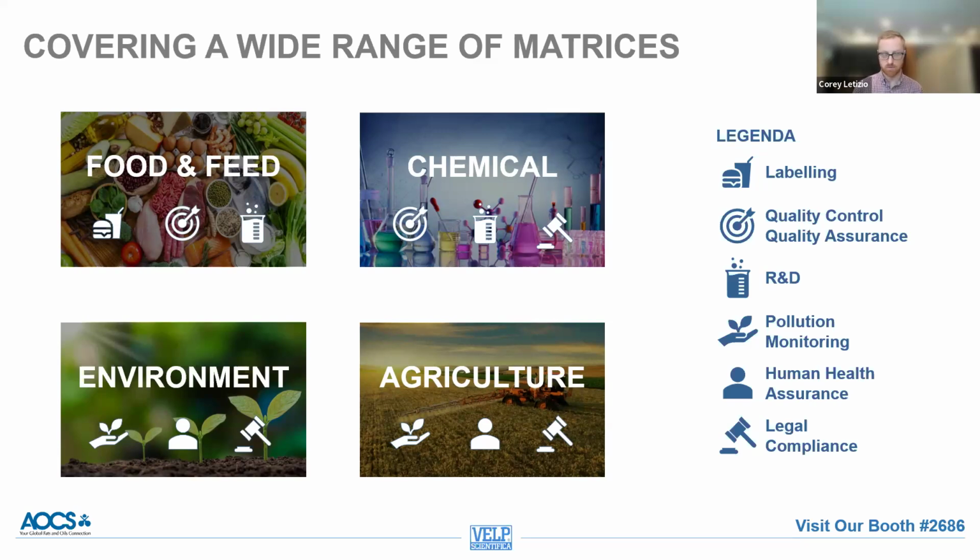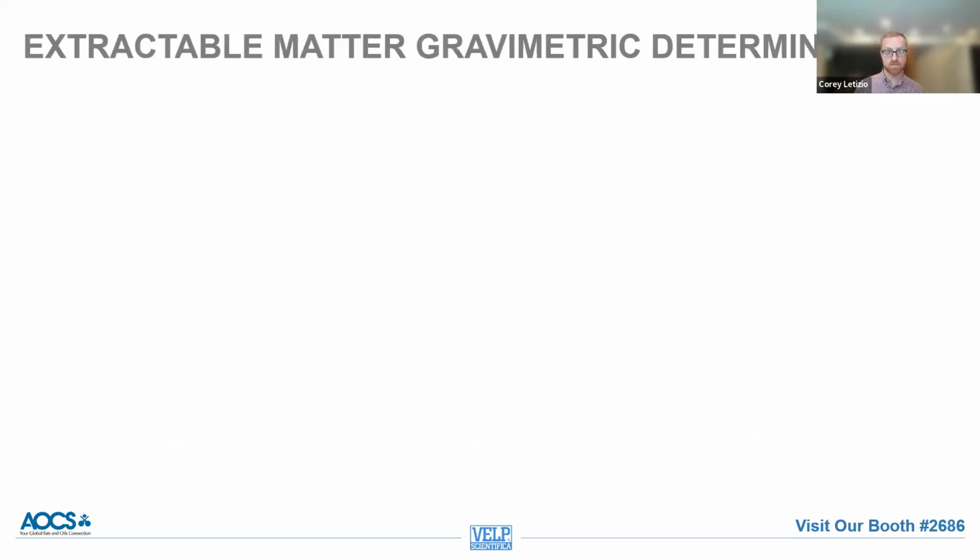Things like pollution monitoring and PCBs, things like fertilizers, legal compliance for chemicals, and solvent extraction has an important role to play in all of these different fields. Now, there are two different ways that the solvent extractor or SCR 158 is used: for gravimetric determination as well as for qualitative determination.